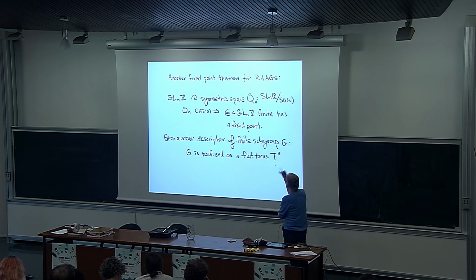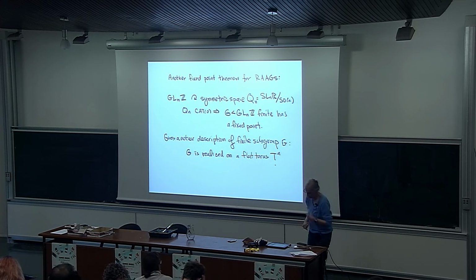Another example: GLnZ acts on symmetric space, and you can use the fact that symmetric space has a CAT(0) structure to give a different proof of Jordan-Zassenhaus, that there's a fixed point. So that gives another description of finite subgroups of GLnZ as those that are realized on flat tori.